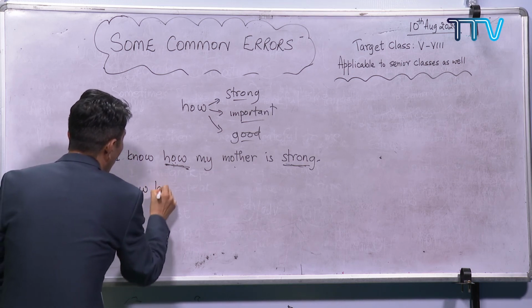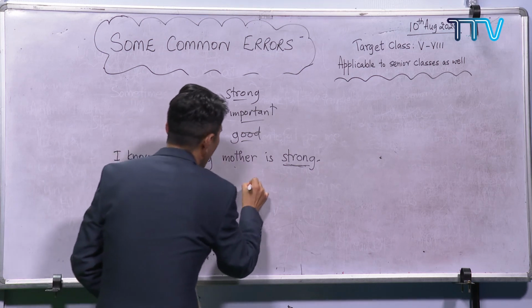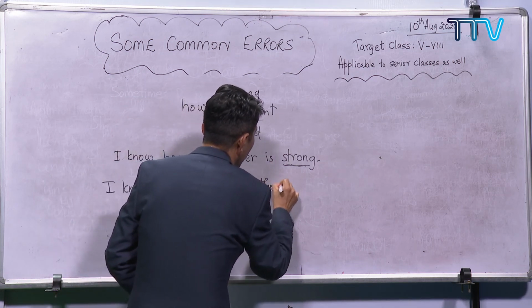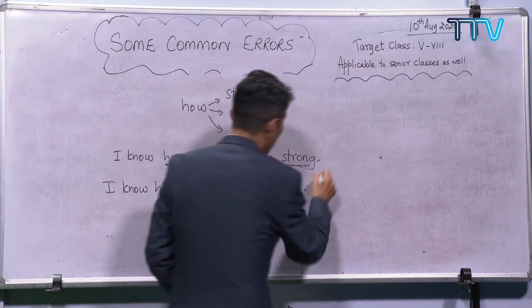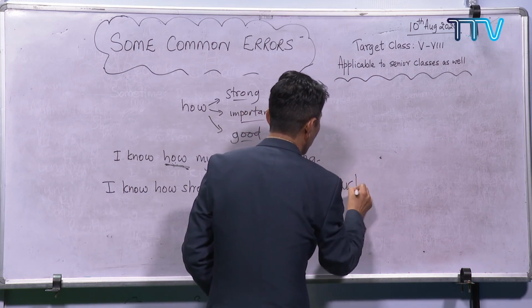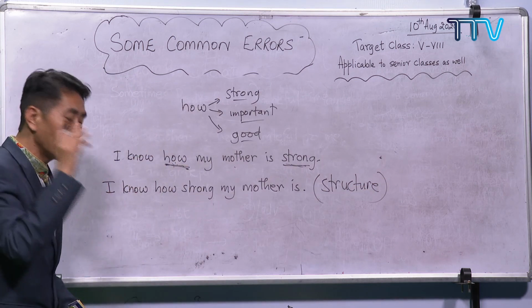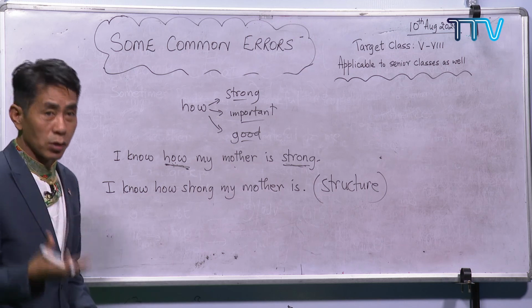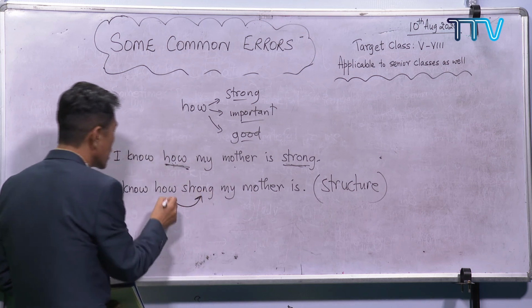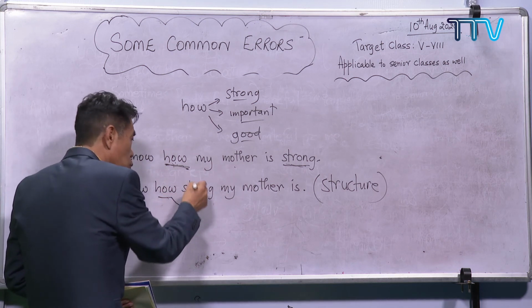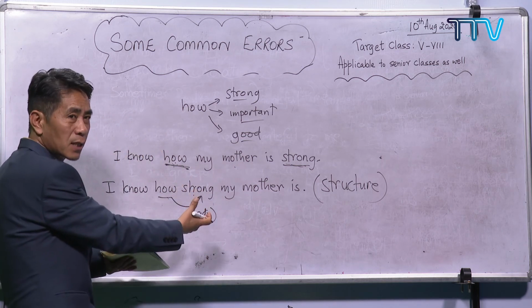Now, what you should be writing is like this: I know how strong my mother is. Okay, yes. So I told you this can be a structure. I remember talking about this a long time back. If you know one structure, on that structure you can come up with thousands and thousands of sentences. For example, now you know, I know how strong. The how should be there. Instead of strong, you keep on changing the different adjective. So you see, for one sentence, you can have thousands.